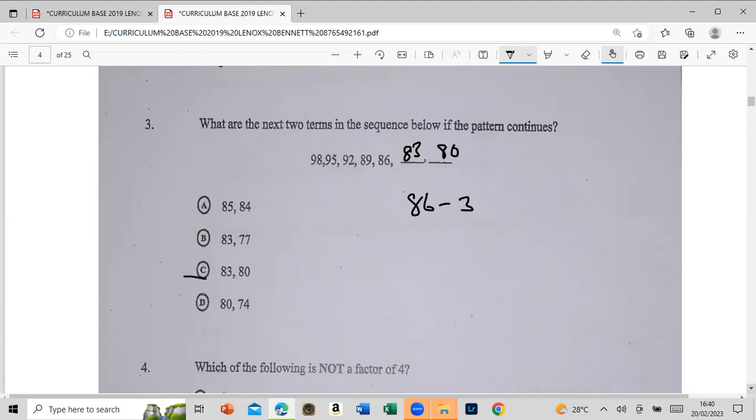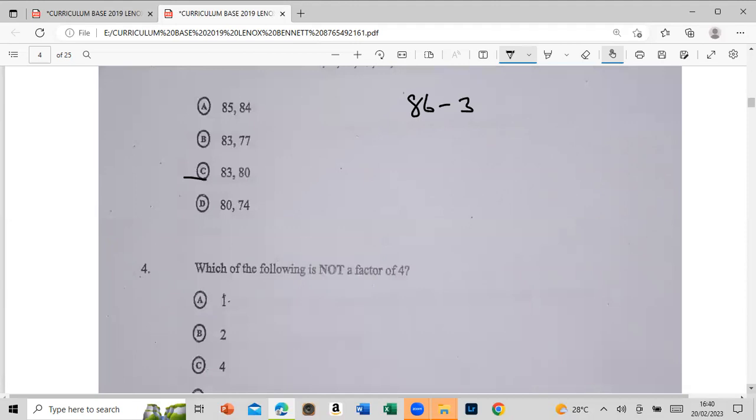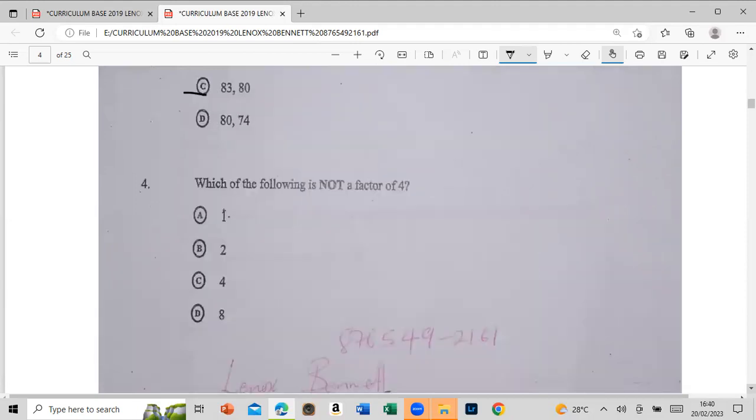Alright, let's move on to number 4. It says, which of the following is not a factor of 4? Now, the factors of 4 are the numbers that can go into 4 without leaving a remainder. So that would be 1 times 4. Let me just do it down here. I always encourage my students to do it like this.